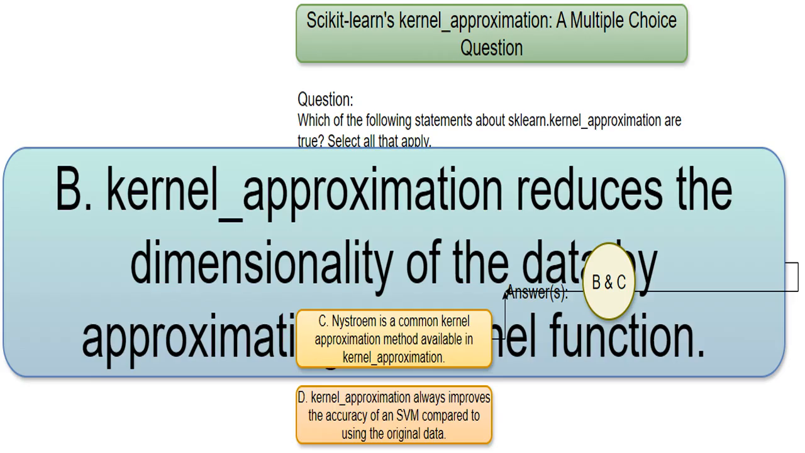kernel_approximation doesn't directly reduce the number of features in your data, but it cleverly approximates the kernel function, which is a mathematical representation of how similar data points are. By doing this, it effectively lowers the computational complexity of the SVM training process, and implicitly reduces the dimensionality of the data. Pretty neat, huh?